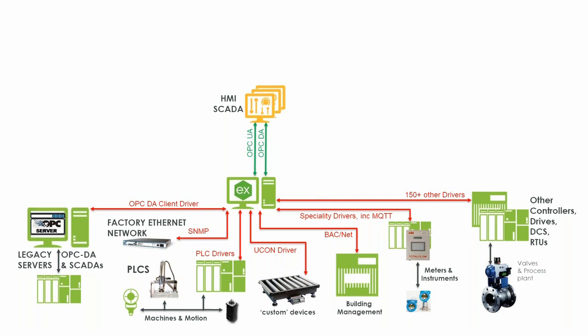So all the comms on the red lines here are on the device side of KEPServer. Those are sources of data which are then being taken through Kepware up to the client side, which is the side to the north, the upper face of KEPServer here.